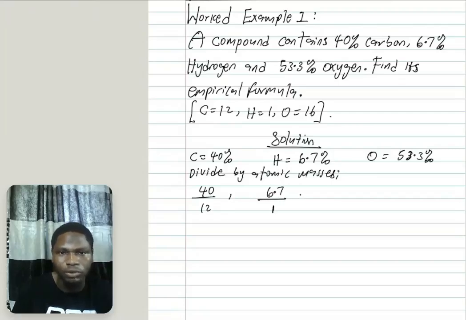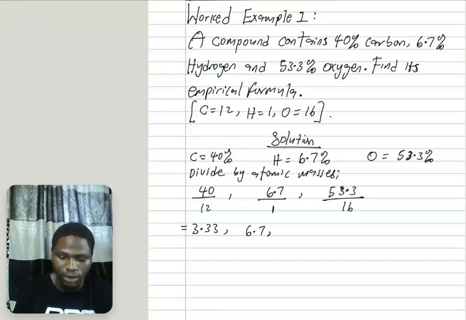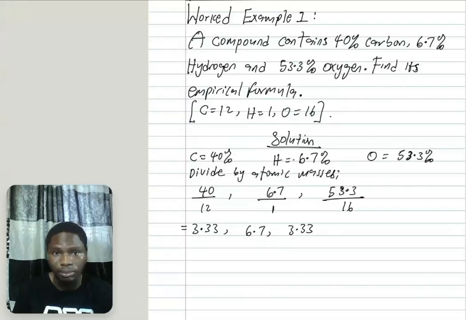You remove the percentage, don't worry. And this one is 53.3 divided by, oxygen is 16. Did you see that? Good. Then what will that give you? So let's see. 40 divided by 12 will give me 3.33. 6.7 divided by 1, I have 6.7. I have 53.3 divided by 16. What would that give us? That will give us 3.33 also. So this is the first step. This is the second step.